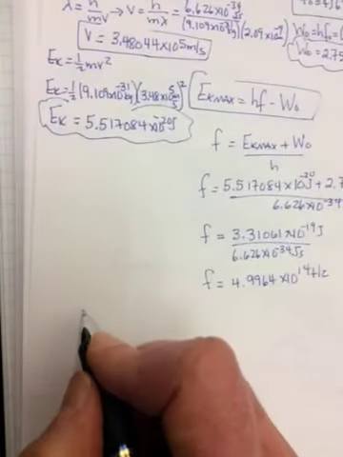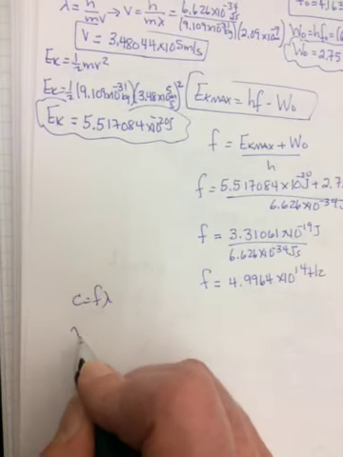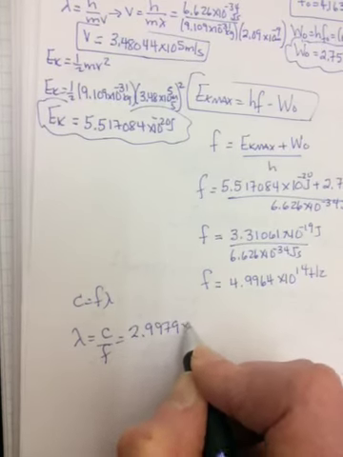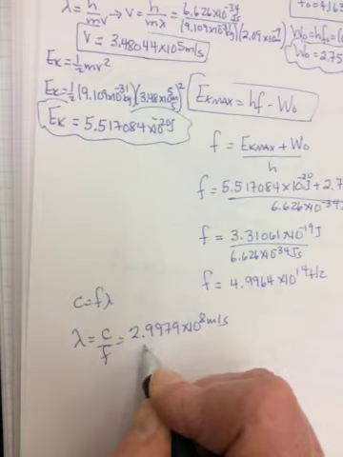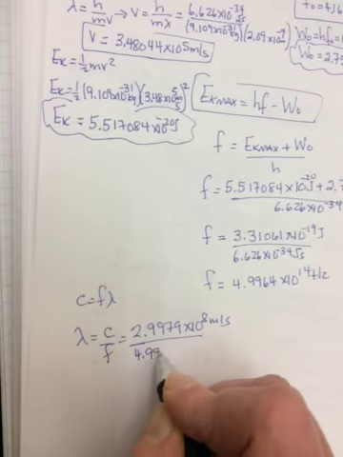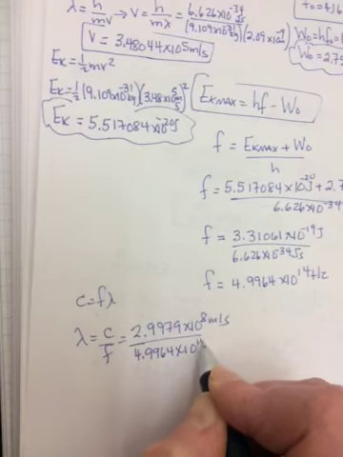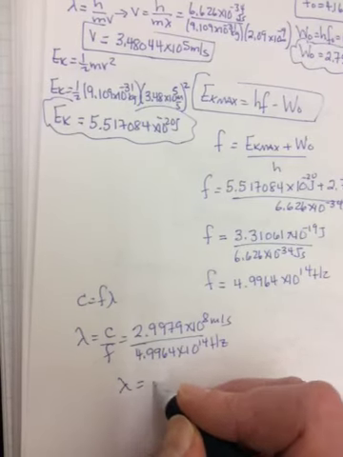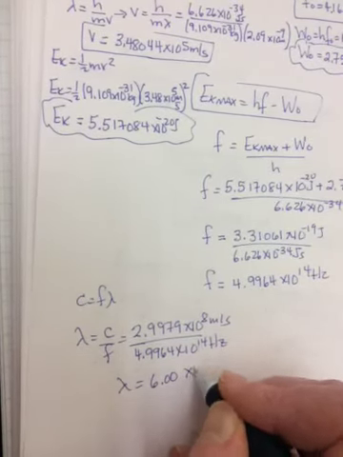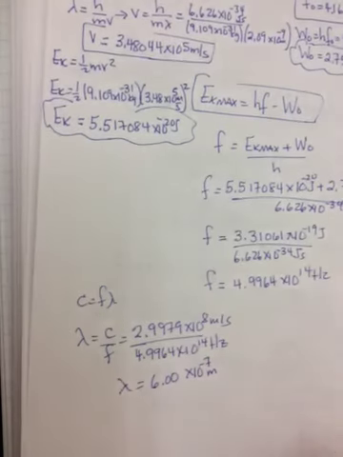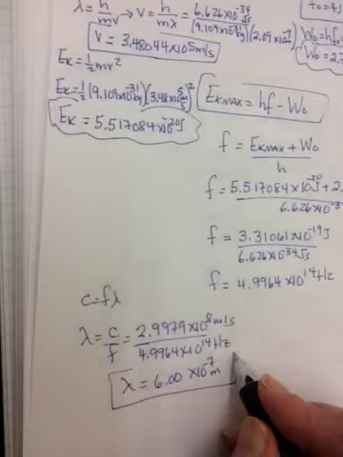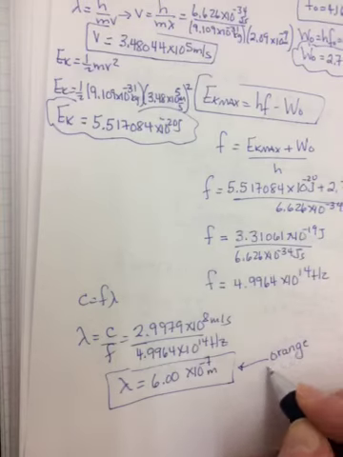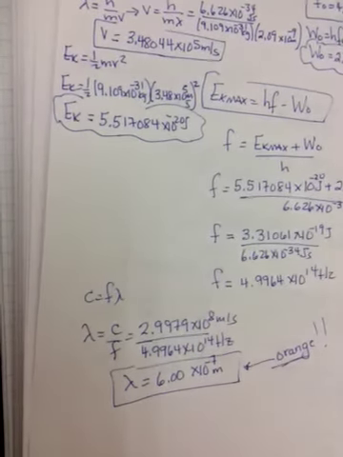So now we can use that to find our lambda, because c equals f lambda, so lambda equals c over f. So 2.9979 times 10 to the 8th meters per second divided by 4.9964 times 10 to the 14th. And when you do this, you should get a pretty number. It should be pretty close to 6 times 10 to the negative 7. So 600 nanometers right on the nose. Now go to that chart at the top corner of your multiple choice sheet, and you should see that this is orange. Okay, and there you are done.